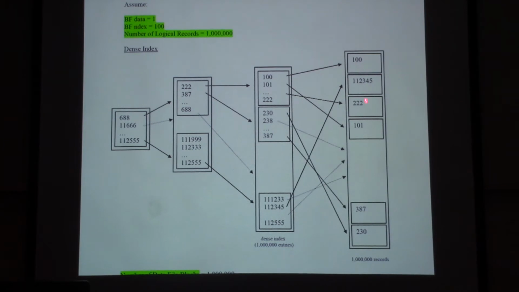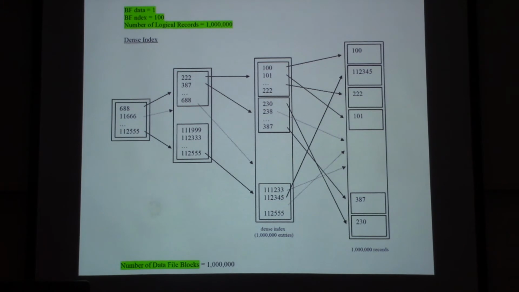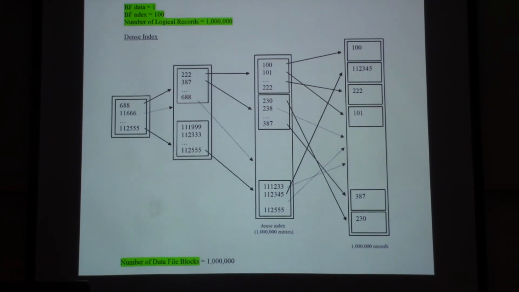So let's look at a situation here where we're going to assume that the blocking factor for the data, which is here, is 1. That means that one block contains one record. One physical block, one logical record. So let's say the number of logical records is 1,000,000.